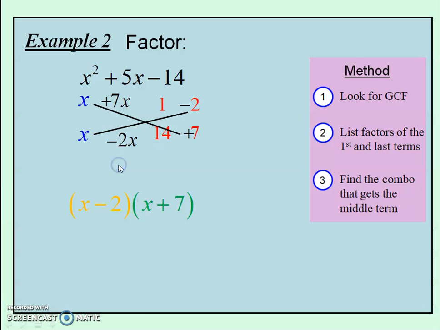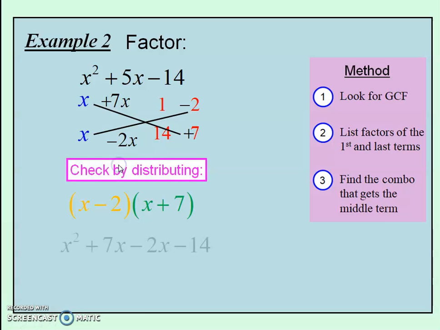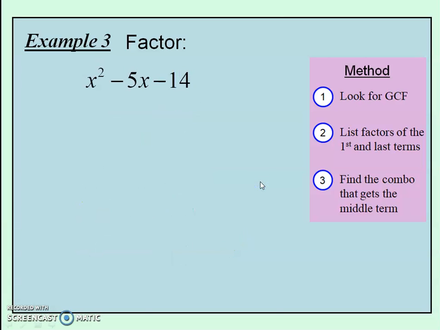And as a check, and I will always check, I'll distribute this out. X squared plus 7x minus 2x minus 14 works out to be exactly what we wanted. And those two middle terms came from here. That's the connection. That's where they come from, and that's why this works. It's good.